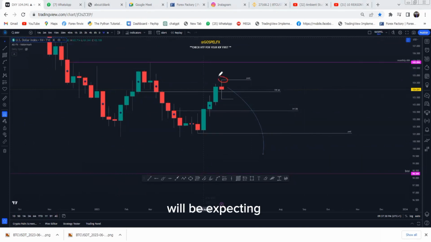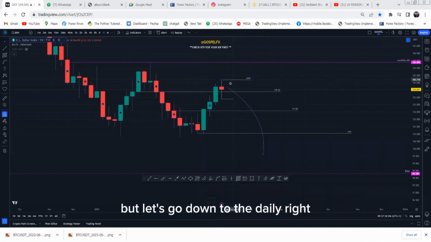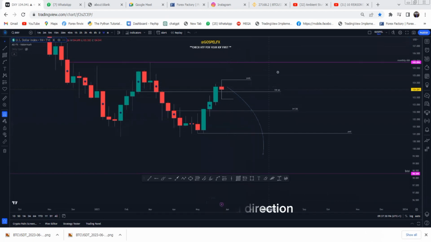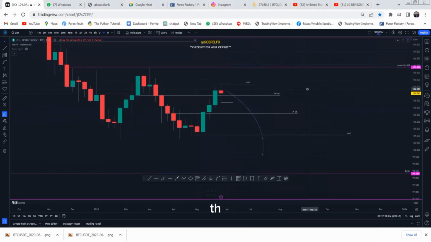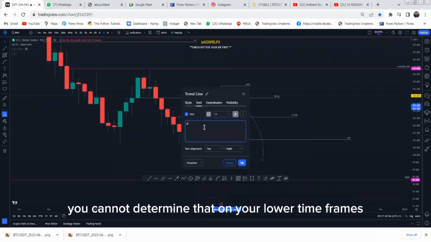So we're going to be watching out this week, expecting a sell program. We'll be expecting to see this high protected, all right? For a buy program, we'll be expecting price to violate this high and this should be protected as well. Okay, but let's go down to the daily, right? Because having this in mind, just looking at this on the weekly, there are going to be footprints on lower time frames that will give you a direction, like is the previous weekly low going to be taken, or is the previous weekly high going to be taken, right? You can now determine that on your lower time frames.